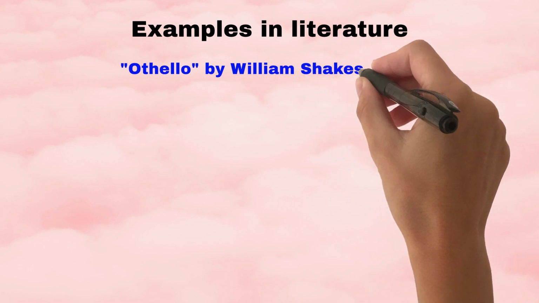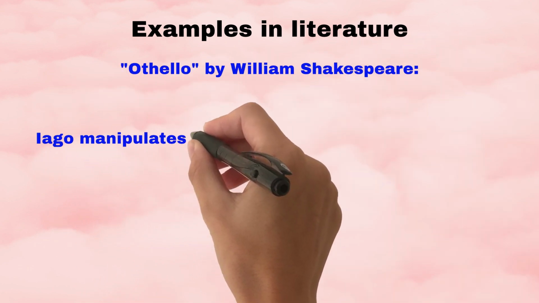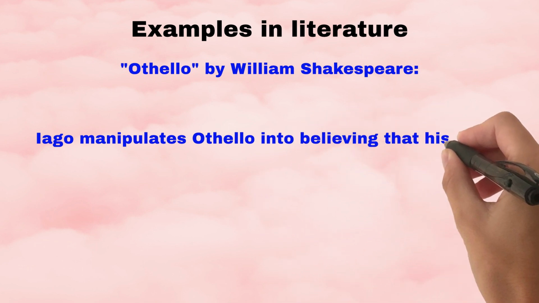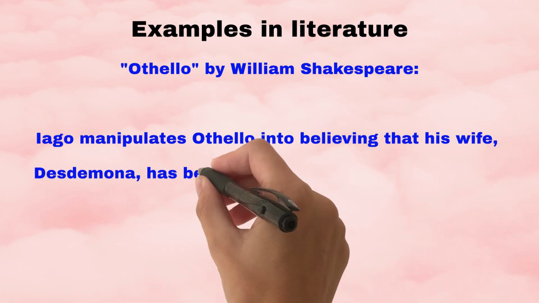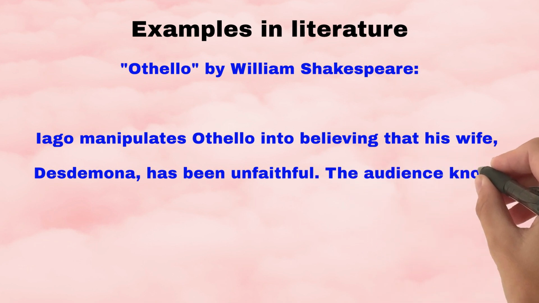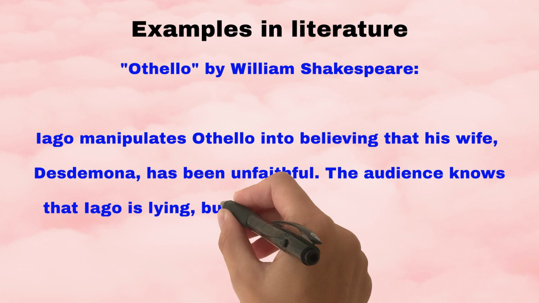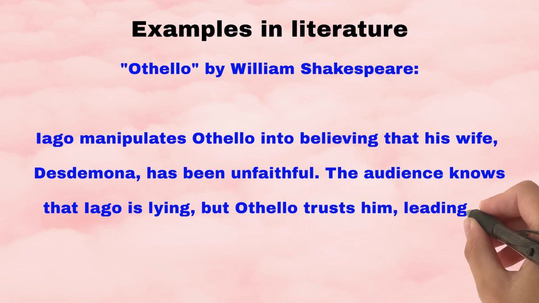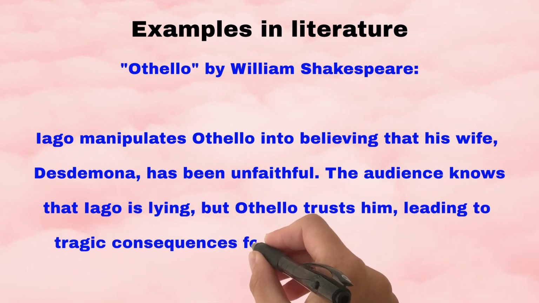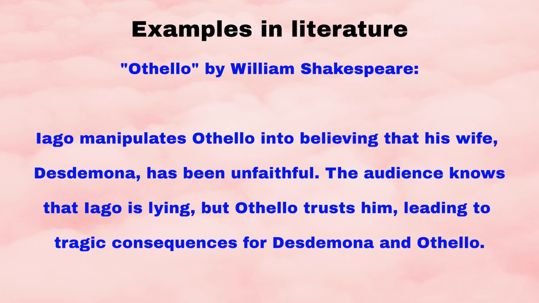Othello, by William Shakespeare. Iago manipulates Othello into believing that his wife, Desdemona, has been unfaithful. The audience knows that Iago is lying, but Othello trusts him, leading to tragic consequences for Desdemona and Othello.